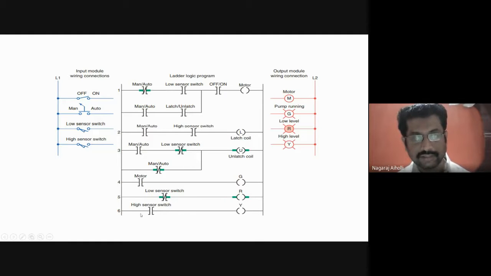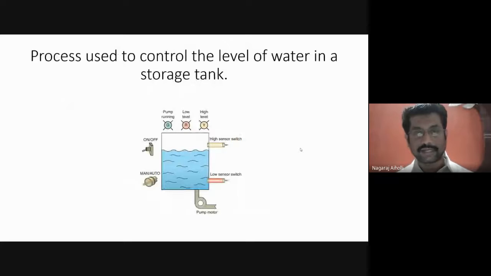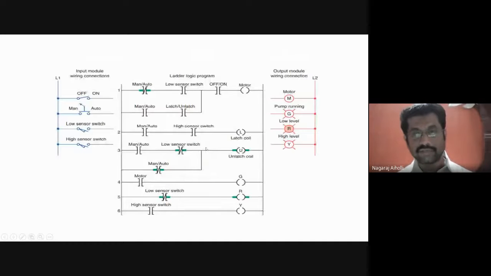Here you can see in the ladder, rung 6, the high sensor switch is activated, and because of which the yellow light will be glowing, or the yellow indicator will be turned on, because it indicates high level in the tank. This is the high level. Once it indicates the high level, the yellow indicator will be turned on. It is energized.